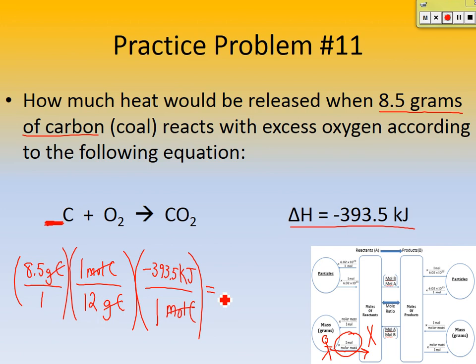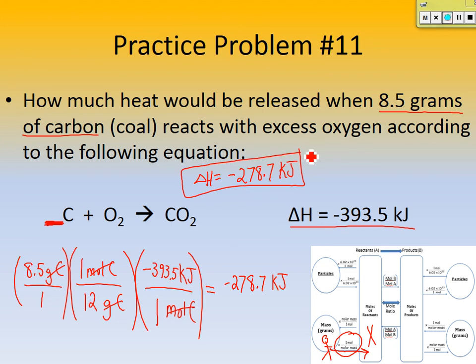So 8.5 times a negative 393.5. And then divide it by 12 in the end, because the 12's on the bottom. So I'm getting a negative 278.7, and the units are going to be kilojoules, because that's what we're left with here. So I hope that you write your answer. You're going to put delta H is equal to a negative 278.7 kilojoules.